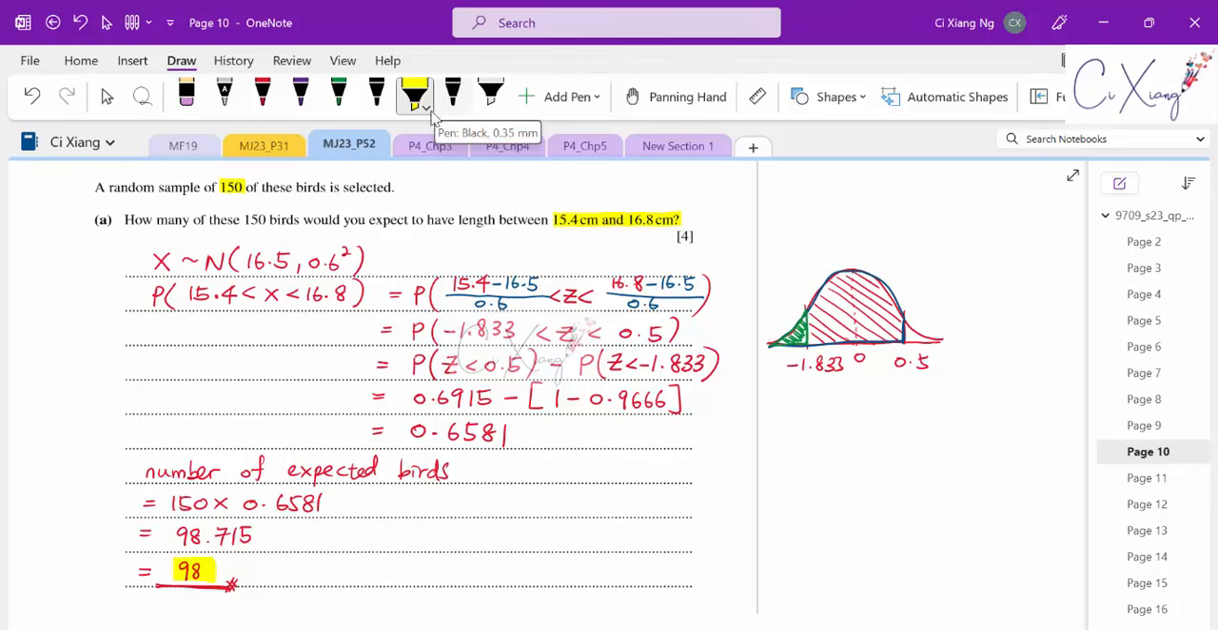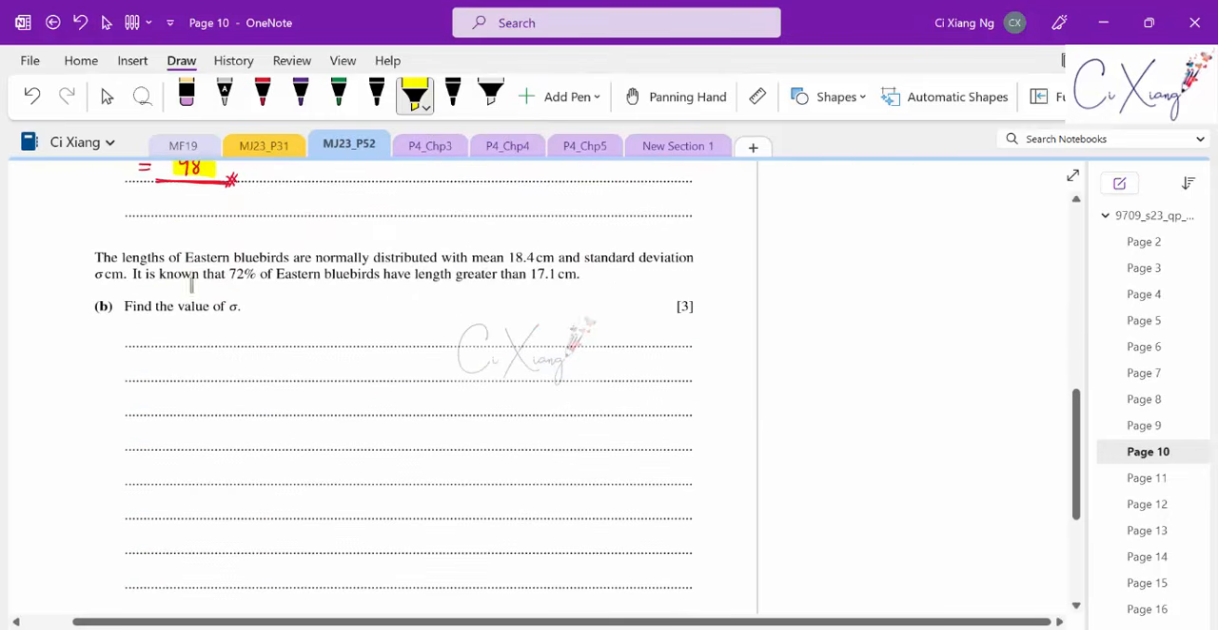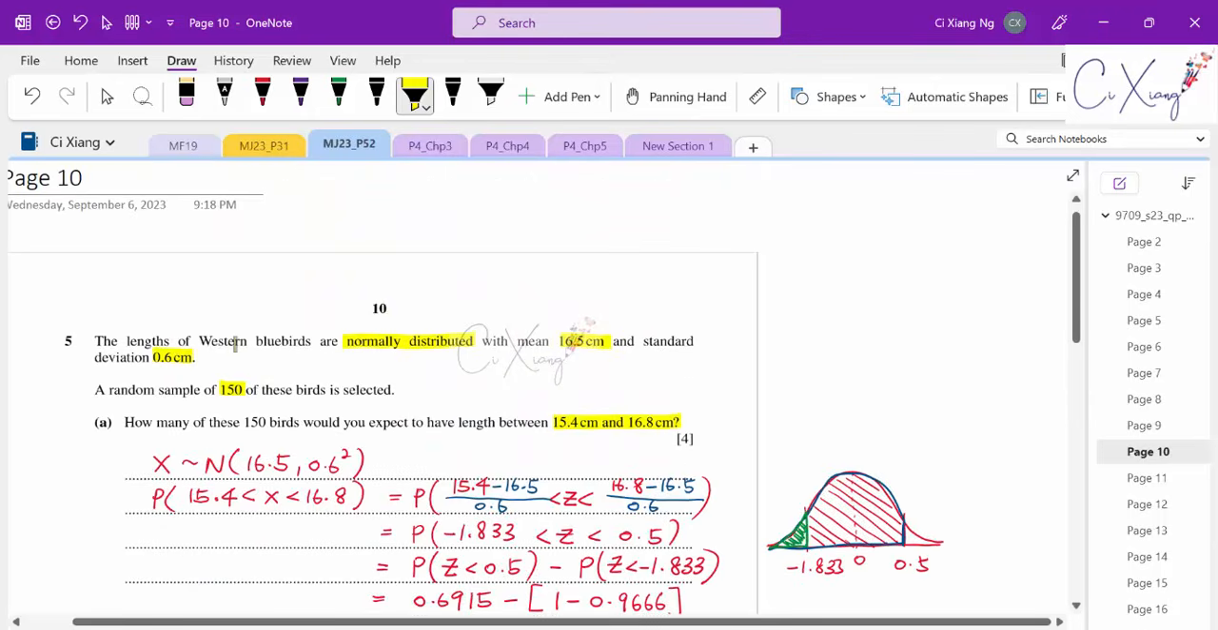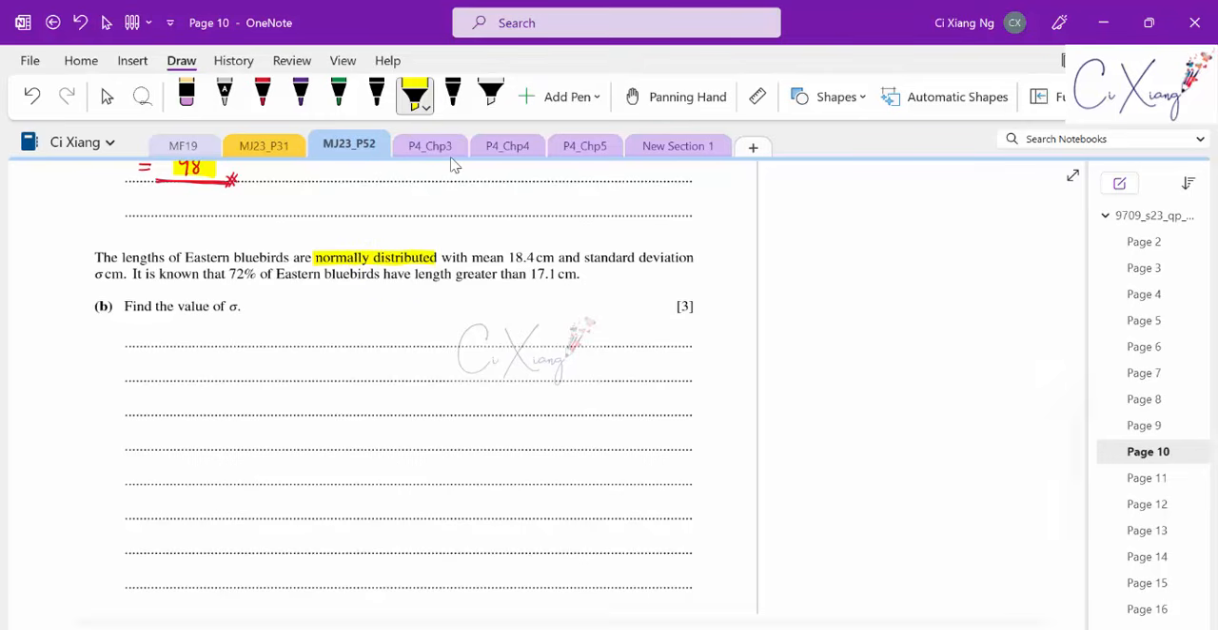Alright, so we will proceed to part B. Okay, so for part B, now I'm having the length of eastern bluebirds. Just now one is western. Okay, so now we are having the length of eastern bluebirds are also normally distributed. So please highlight the keyword again. Then they are having this mean and also standard deviation, unknown, standard deviation.